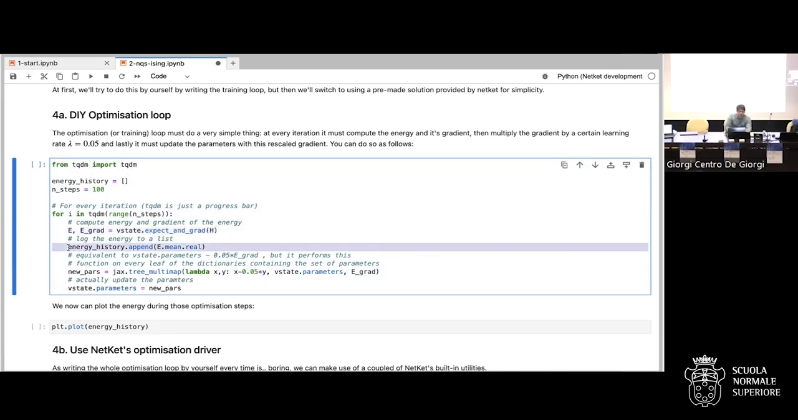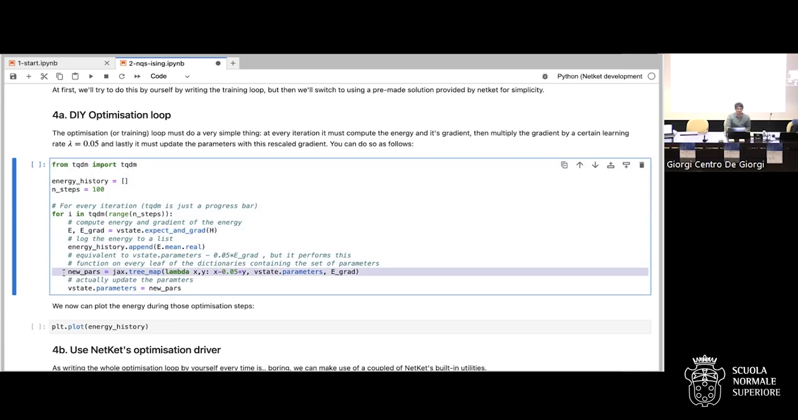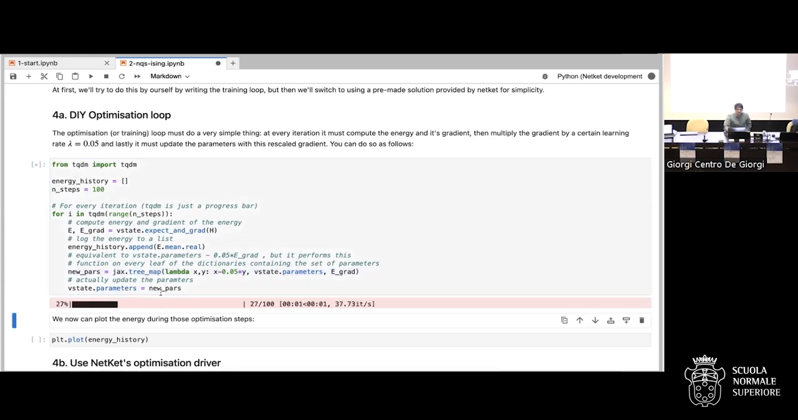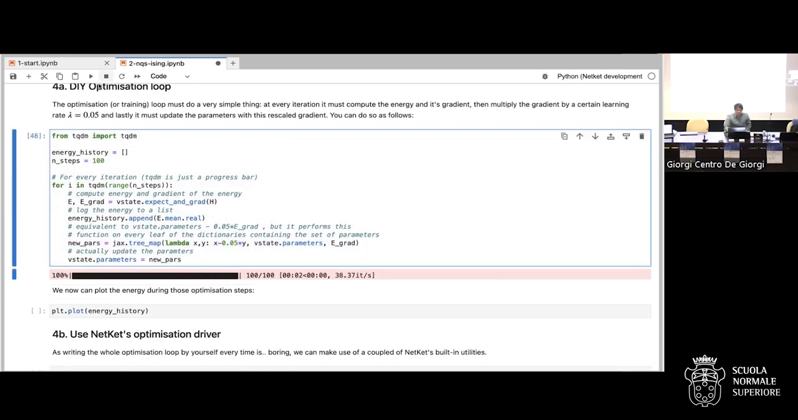We store the value of the energy somewhere. And then we update our parameters with the old parameters. This is just a fancy way to operate on trees, on dictionaries of parameters, but essentially it's doing x minus 0.05 times gradient for every set of parameters, okay? And then it's substituting the parameters at every step.